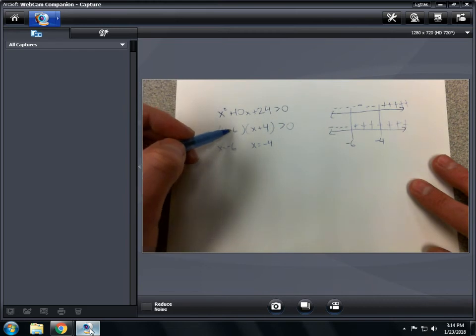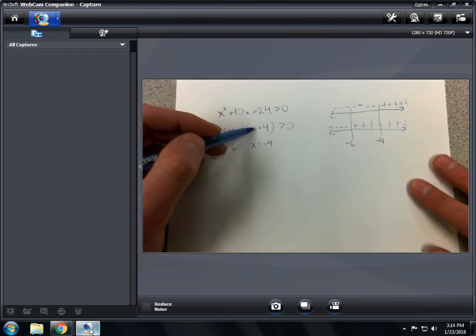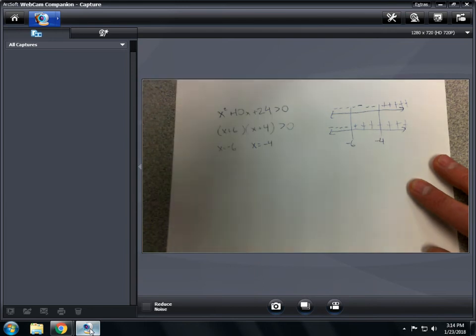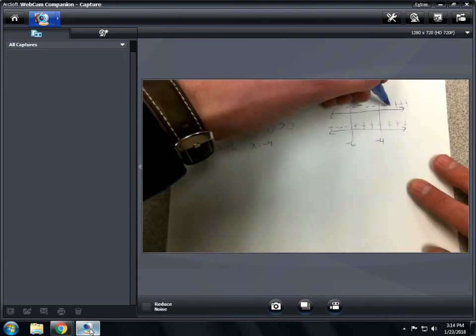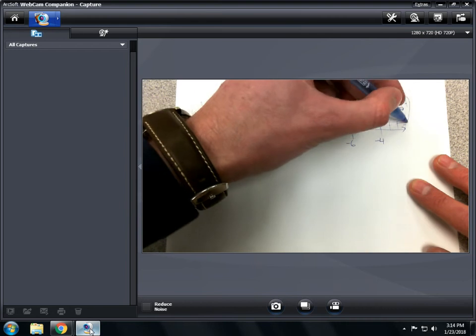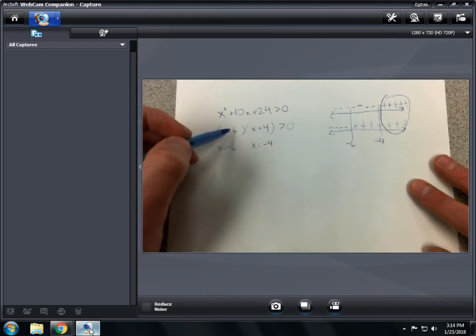We want the product of these two to be greater than 0. So we want the product of these two to be positive. Well, if I pick a number greater than negative 4, I'm going to get a positive number for this part and a positive number for this part. A positive times a positive is going to be positive. So that is going to be greater than 0, that multiplication.